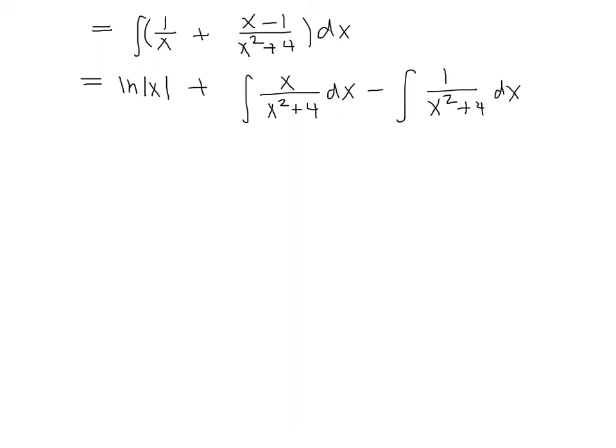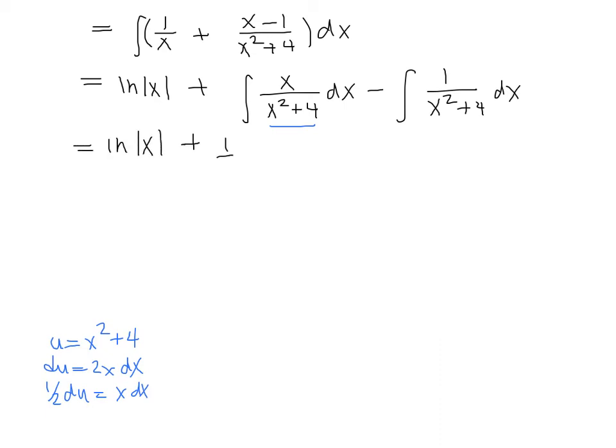Alright, now for this middle integral, we can use a u substitution. If you let u equal x squared plus 4, your du will equal 2x dx. So half du is equal to x dx. So we'll have ln absolute value of x plus 1/2 of the integral 1 over u du.